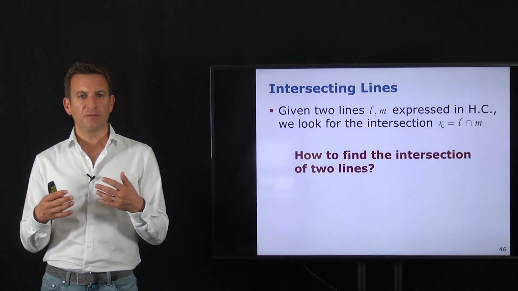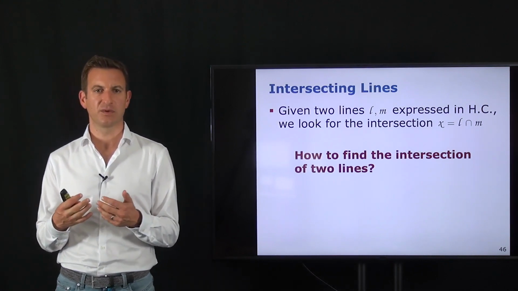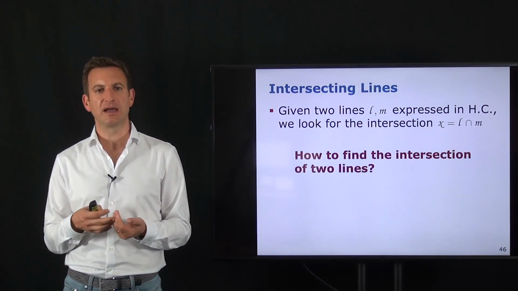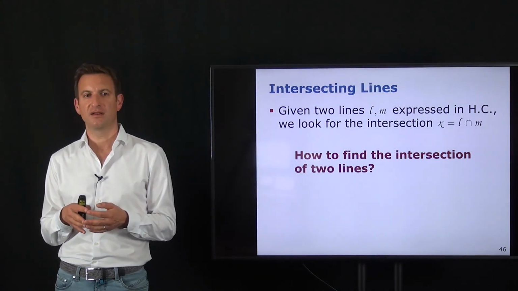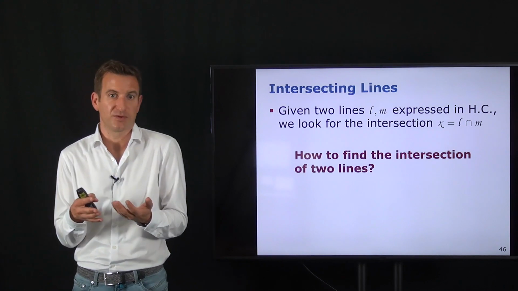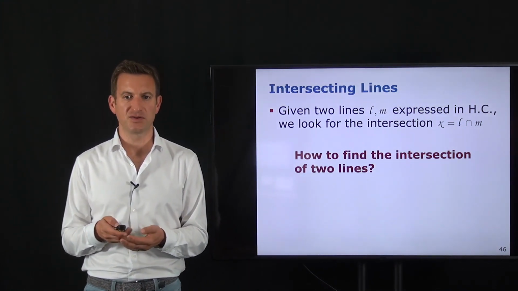Okay, we can go further and see what happens if you actually want to compute the intersection of 2 lines. Given that we don't have a point and a line, but 2 lines, and we want to compute the intersection of those 2 lines, can we do this in an efficient manner? As it will turn out, we can actually do this in homogeneous coordinates in an efficient way.